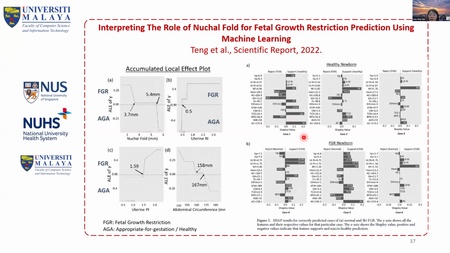For example, for FGR newborns, you can see that if the UTRI and UTPI have a very high importance score, so when this RI and PI is very high, that's why this instance or this baby is predicted as an FGR baby. So using this kind of method, we are able to understand the reason behind why the model makes certain predictions, and also on certain individuals.